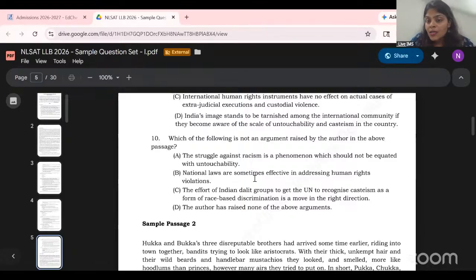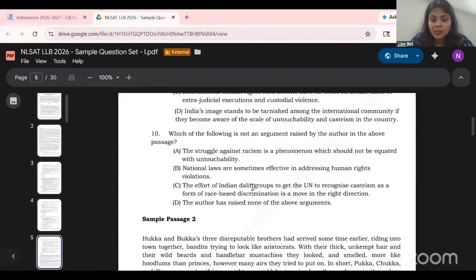Option B is that national laws are effective. So this is not mentioned in the passage anyway. We are only talking about India's image. We are talking about the problems that are there, but we are not mentioning whether it is effective or not. Rather, we are just highlighting that these are the things which are still happening. Similarly, option C states that the effort of Indian Dalit groups to get the UN to recognize casteism as a form of race is a move in the right direction. Whether it is a move in the right or wrong direction is not mentioned in the passage, or something which the author is arguing.